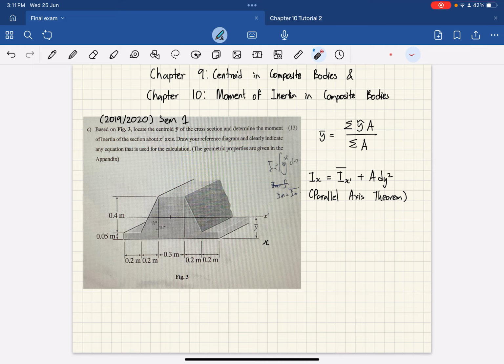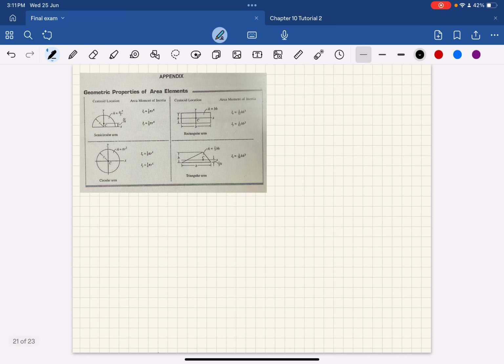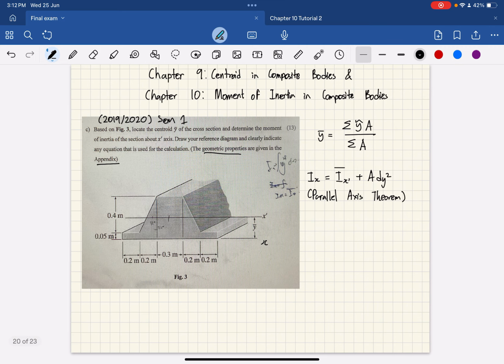So they mention the appendix, right? The geometric properties are given in the appendix. This is the appendix they'll tend to give you in the final exam. Like I mentioned, it's only semicircle, circle, rectangle, and triangle. They won't give you anything more complicated than that. All right, let's proceed with finding the centroid.